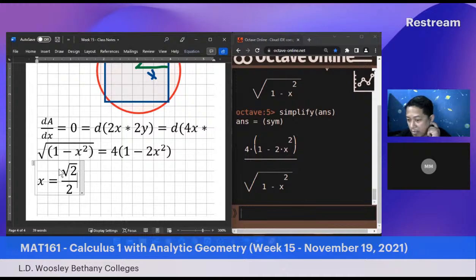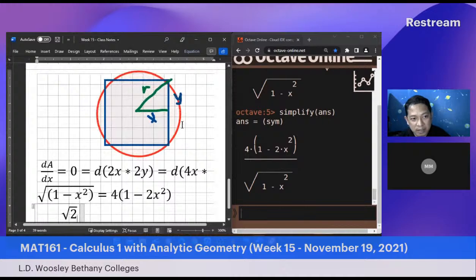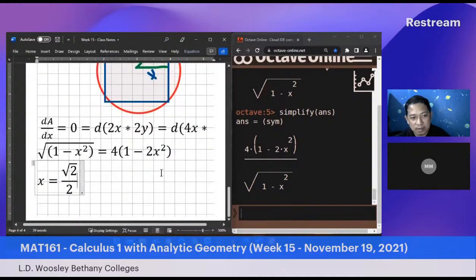That's our answer. Now, if we will solve for y, we have a Pythagorean relation here, or y squared is the square root of 1 minus x squared.